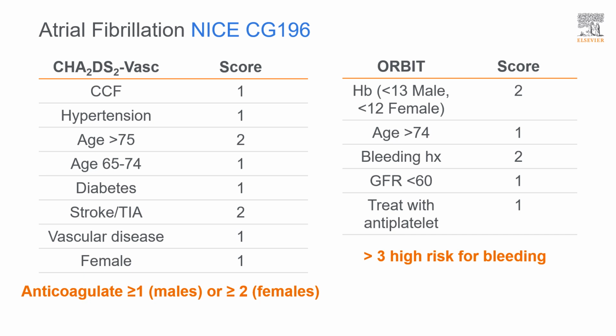Now, you may ask, how do I remember which are the targets, which are the factors for the DOAC agents? Well, you can remember it simply by their names. Apixaban and rivaroxaban target factor 10A, hence the X, whereas dabigatran targets factor 2A or thrombin, hence the T. Okay, just remember that.